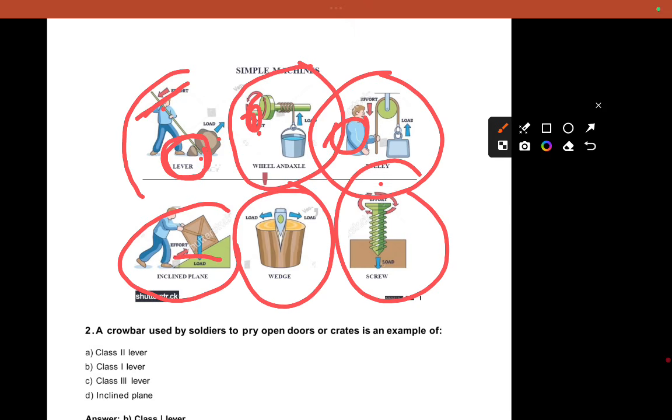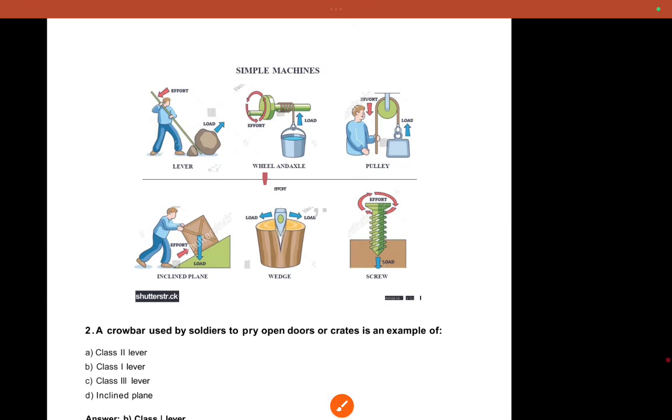This is about the inclined plane, you are pushing and your load is applied. And this is about the wedge, now the load is applied on both sides. So these are simple machine examples. Simple machine examples like lever, wheel and axle, pulley, inclined plane, wedge and screw. These are examples of simple machines.